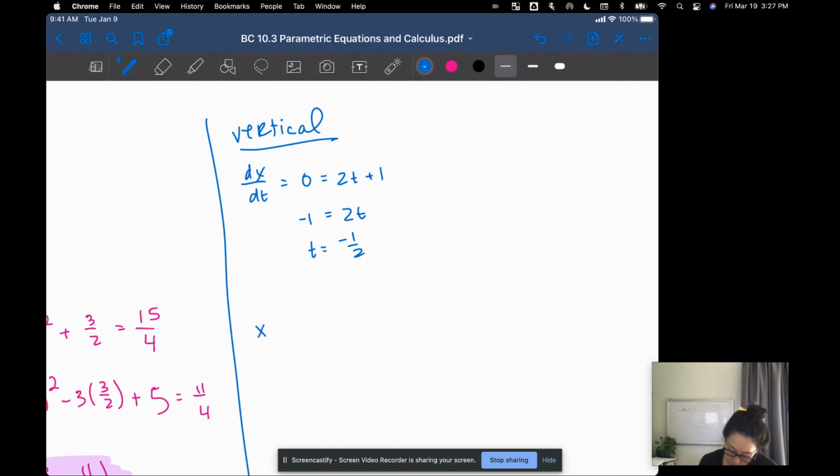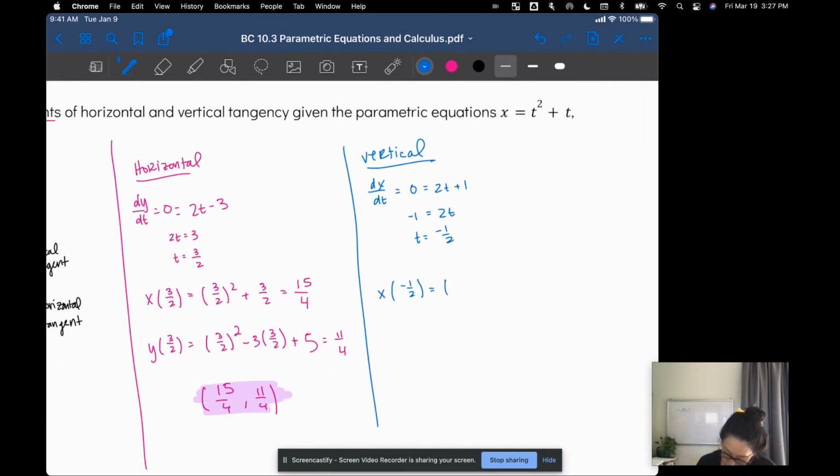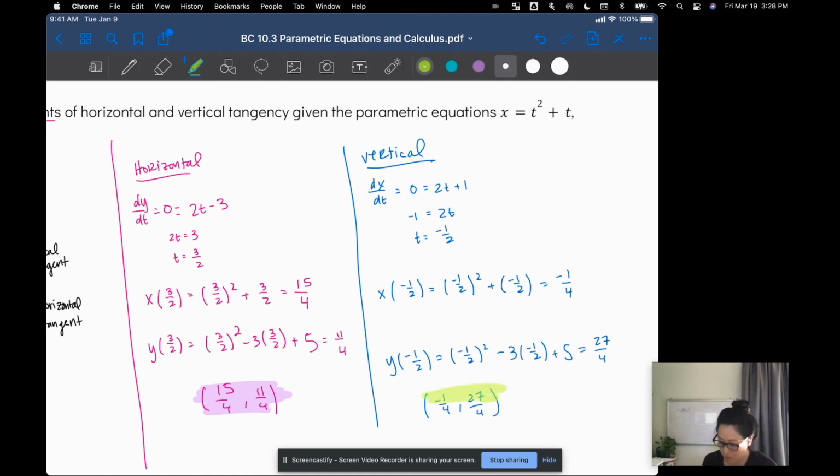To get the point, I sub in x of -1/2, which is t squared, so -1/2 squared plus t, so -1/2, and that equals negative 1/4. And then y of negative 1/2 is negative 1/2 squared minus 3 times negative 1/2 plus 5, which gives us 27/4. So at the point negative 1/4, 27/4, you have a vertical tangent line.